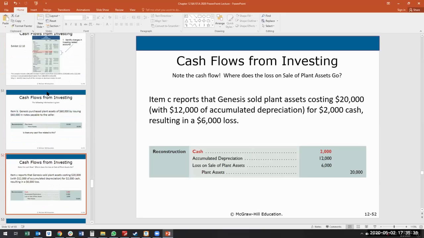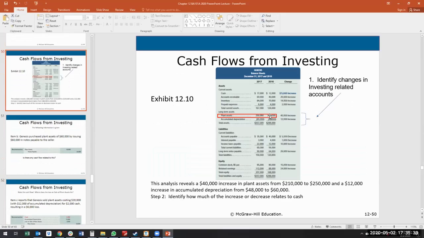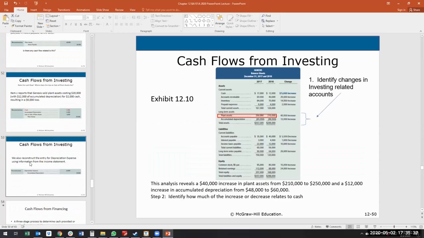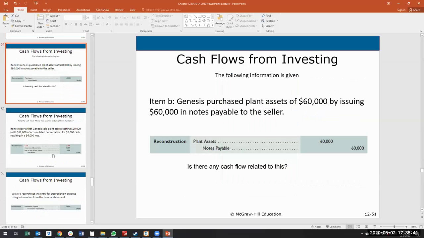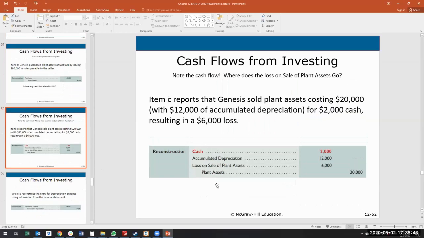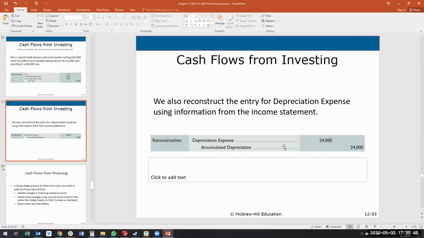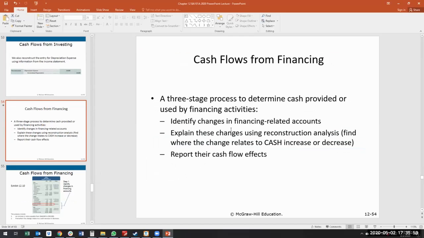So this balance sheet information, this difference, can contain a lot of other complex information. It can include notes payable. It can include gains and losses, and then the depreciation expense. So we need to identify these changes, explain from a reconstructed analysis, and then report their cash flow.